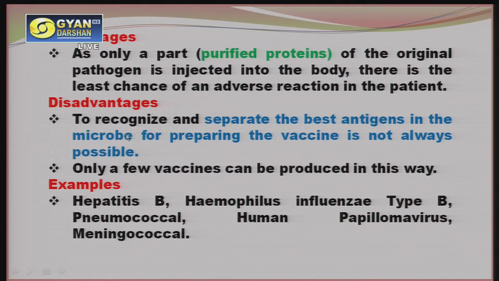What are the disadvantages? To recognize the separate and best antigen of the microbes for preparing the vaccine is not always possible. Only a few vaccines can be produced in this way. Hepatitis B, Haemophilus influenzae type B, pneumococcal, human papilloma virus, and meningococcal vaccines come under these categories.